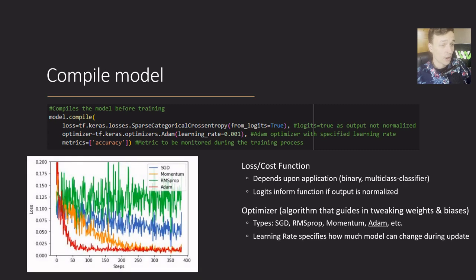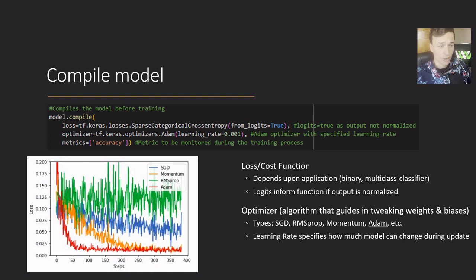The optimizer now is the specified algorithm or mathematical method that helps us minimize this loss function. It basically guides us in tweaking the parameters like the weights of our network so that we can approach the local minimum. There are a few popular optimizers like stochastic gradient descent, RMSprop, momentum, and ADAM, which stands for adaptive moment estimation, which all work in slightly different ways.